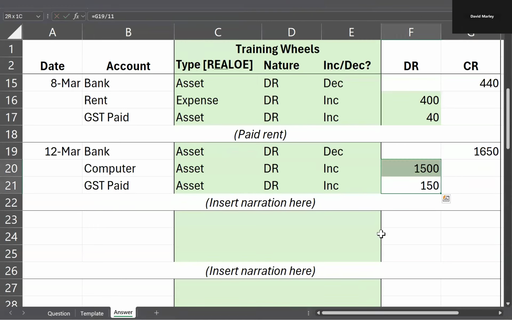Make sure your debits equal your credits at the end. So add those up, do a final check.